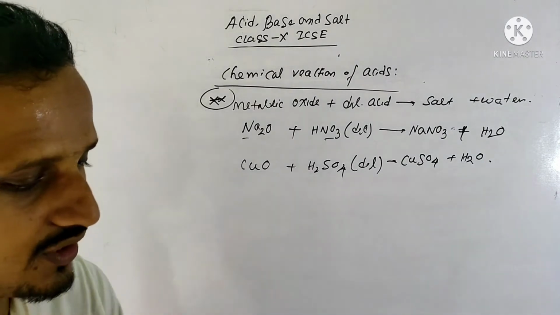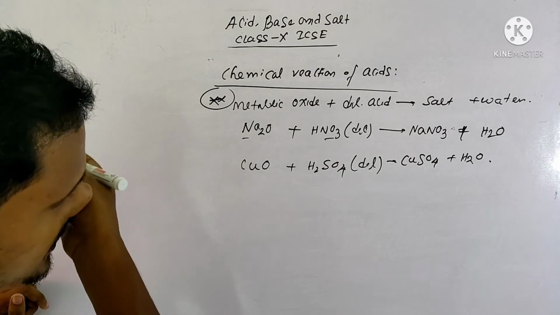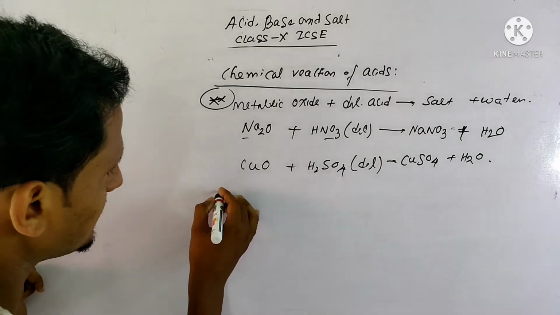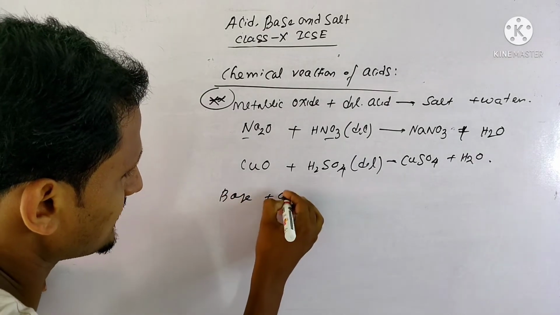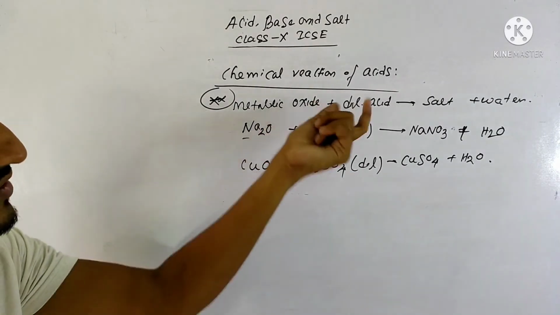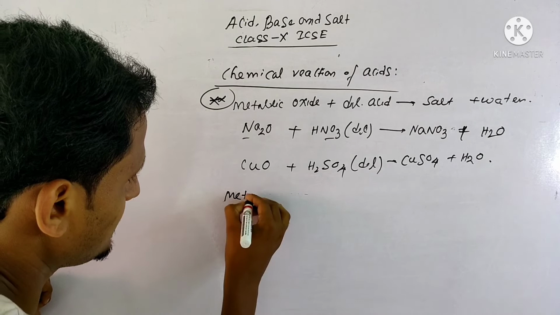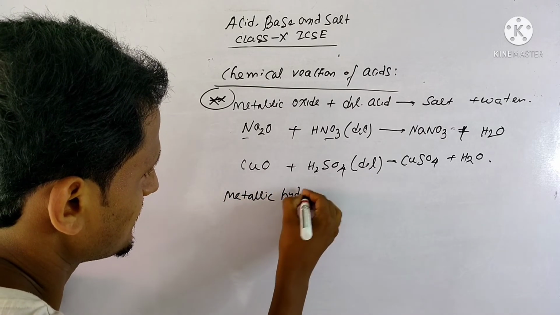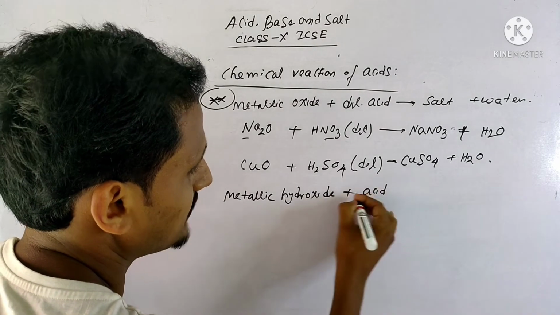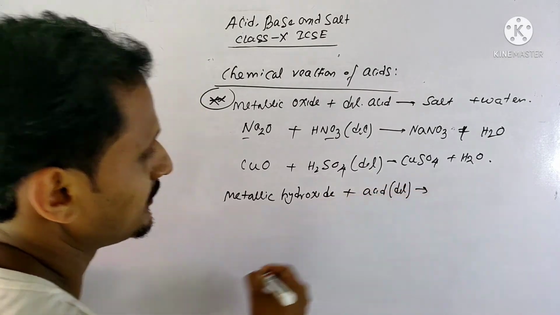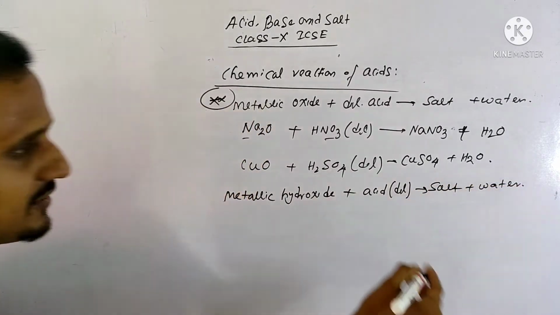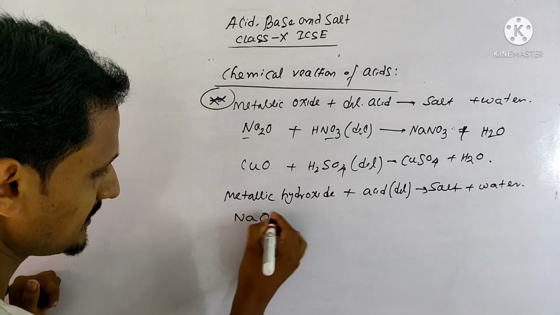Now, when a salt reacts with acid, sorry, not salt, normally alkalis or bases. Say alkali or base plus acid. We will go as oxide and hydroxide. Okay, metallic hydroxide plus dilute acid forms salt and water.